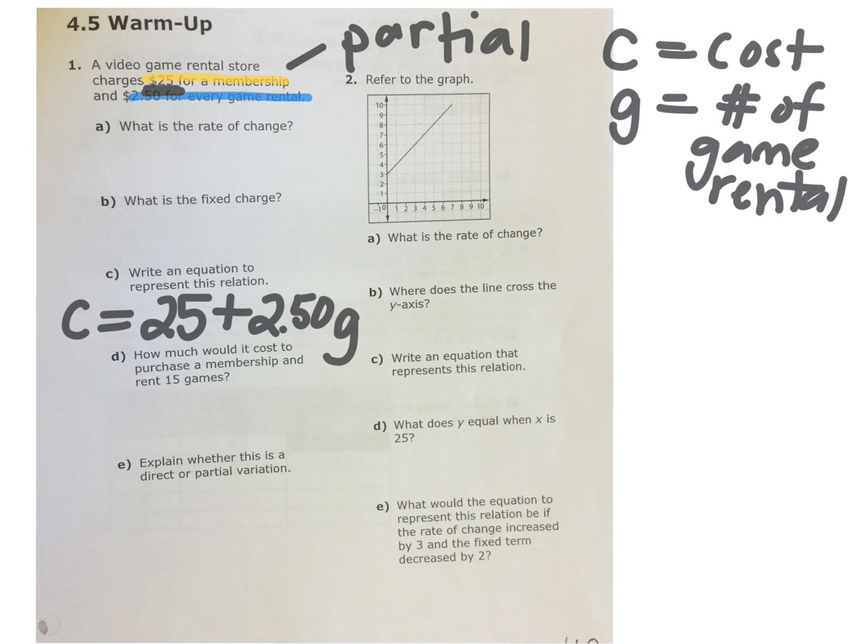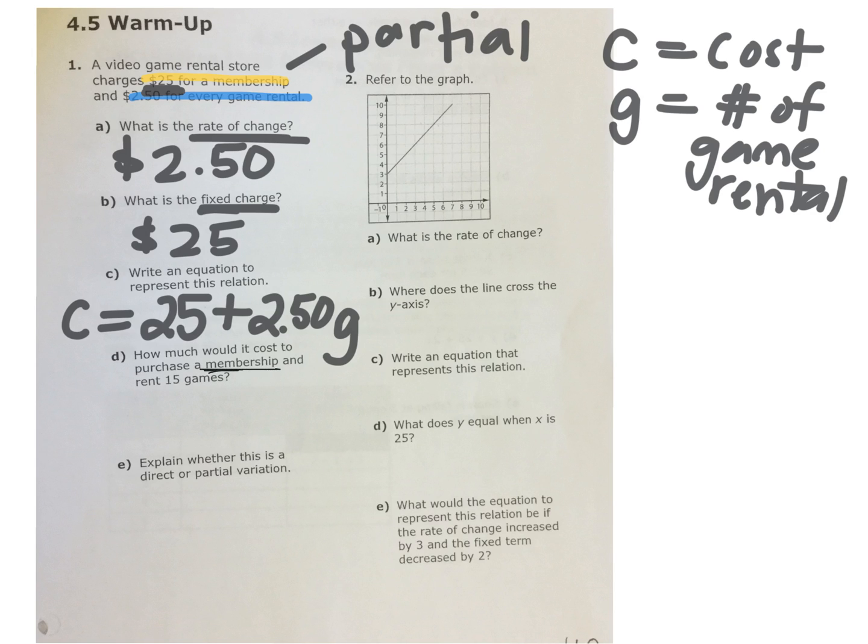We decided to come up with the equation first, which actually makes it easier for you to figure out the rate of change, and then you're going to say what is the fixed charge. So what is the rate of change? What does this change by every time you rent a game? $2.50. Every time you rent a game, you pay $2.50. What is the fixed charge? What is the initial fee you have to pay no matter what? $25. Good.